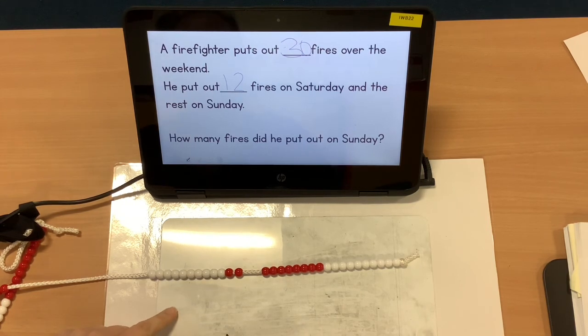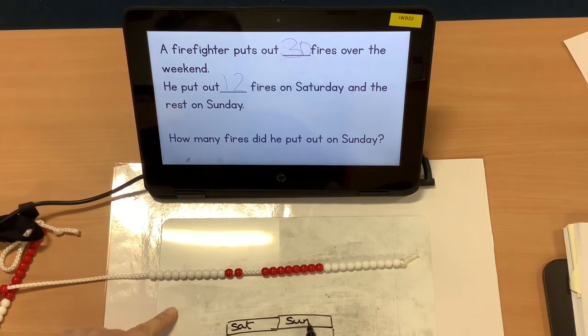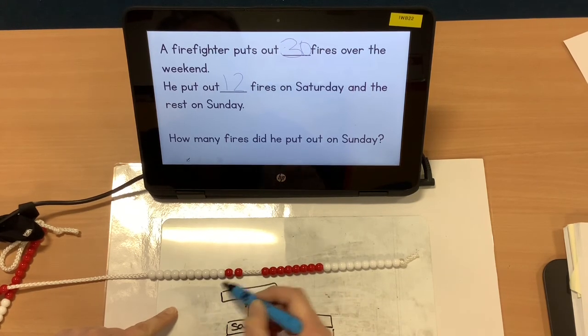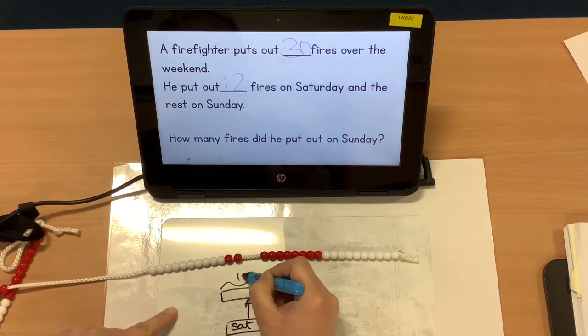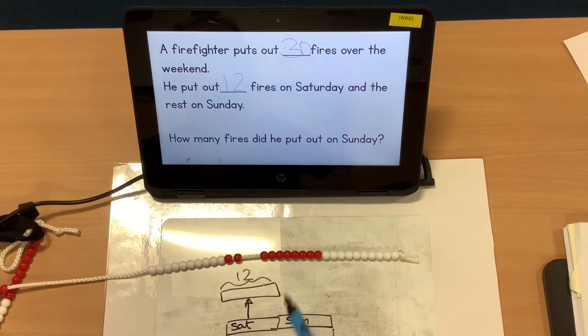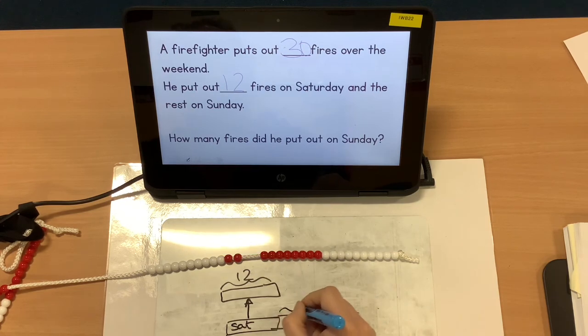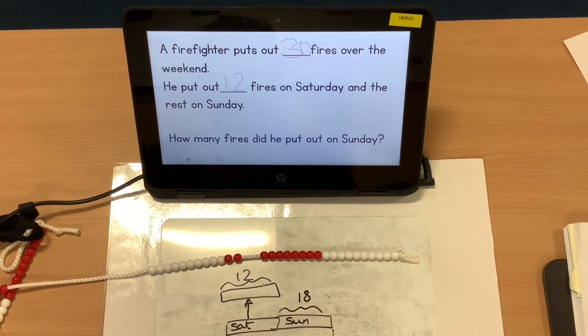When I was to draw it, I would know that over the whole weekend we had 30 fires. That was made up of Saturday and Sunday, and that Saturday's fires were 12. So I remove my 12 from my weekend, and that leaves me behind with Sunday. And if I count how many bead strings I've got, 10, 11, 12, 13, 14, 15, 16, 17, 18. So I'd know that my Sunday number was 18.